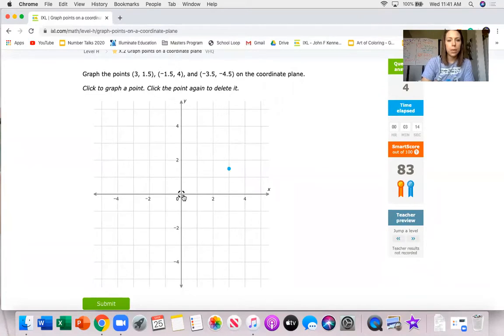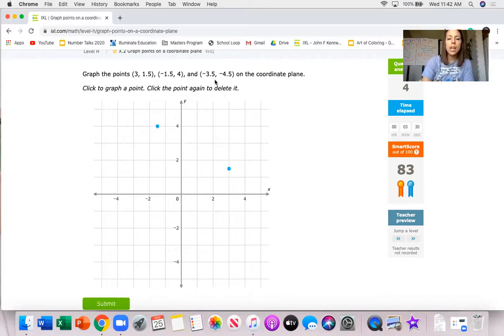Let's take a look at the second point, starting at 0, 0. I'm going to -1.5 on the x. So that's -1 and 0.5 more. That's -1.5. And then from here, going up 4. That's that second point there.